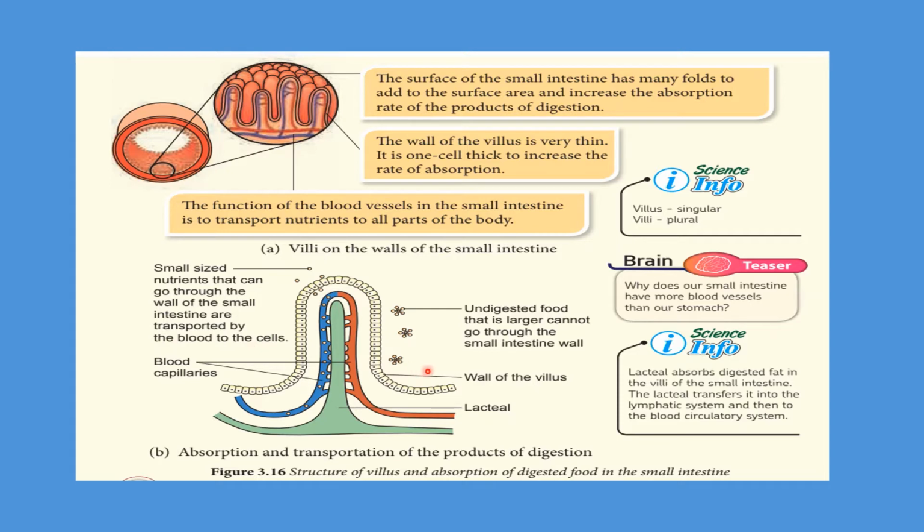So this is one villus. Small size nutrients that can go through the wall of the small intestine are transported by the blood to the cells. Here are the blood capillaries. Undigested food that is larger cannot go through the small intestine wall, so it will be removed as feces. This is the wall of the villus. The lacteal absorbs digested fats in the villi of the small intestine. The lacteal transfers it into the lymphatic system and then to the blood circulatory system.